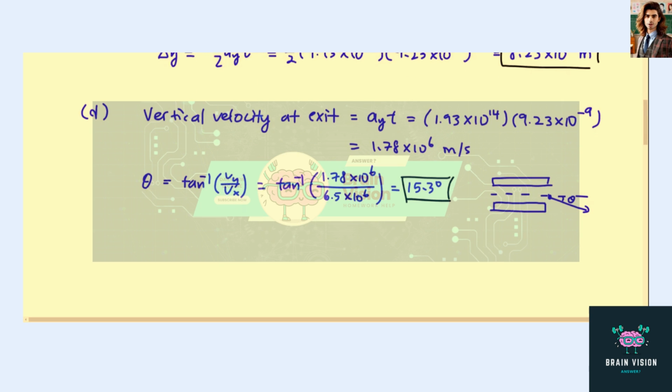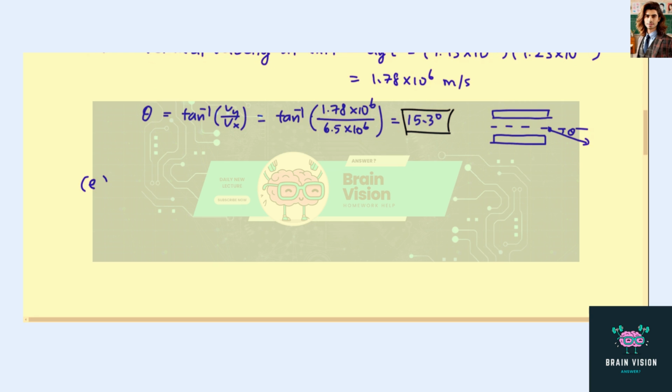Then in part E, we want to find the distance below the axis when it strikes the screen. The particle will continue to travel in this velocity, so it is going to follow this trajectory. This is 15.3 degrees, while it has already traveled downward 8.23 times 10 to the negative 3 meters. There are a few ways to do this question.